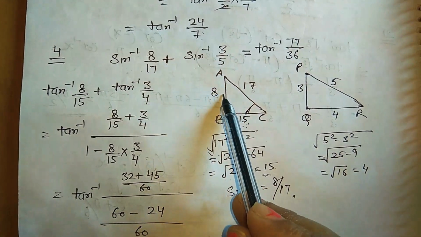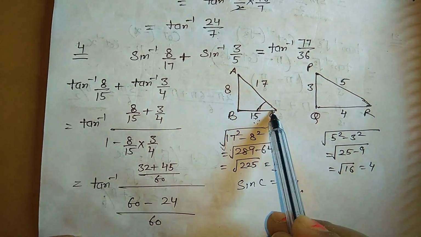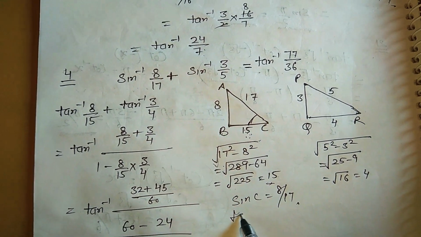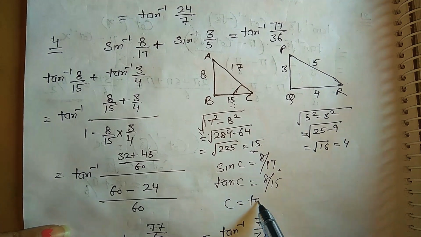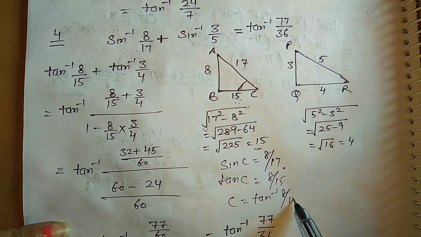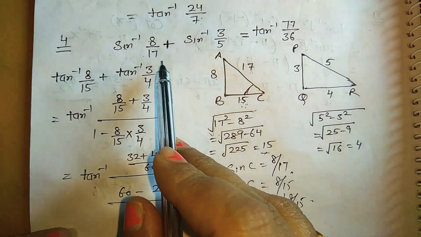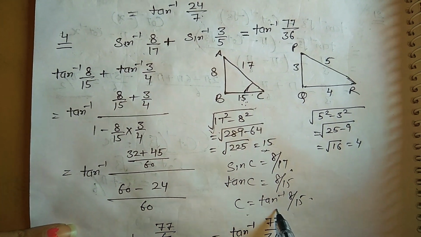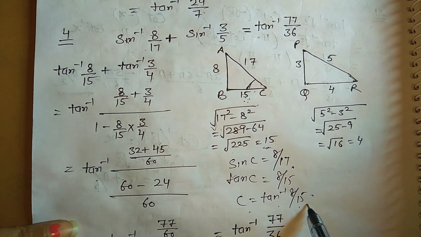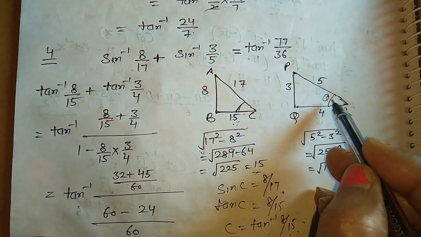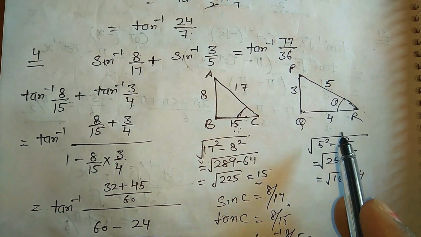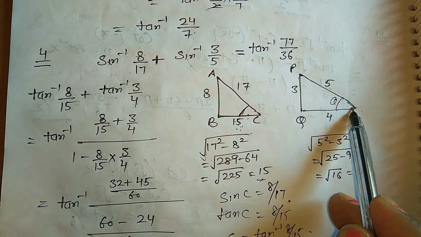So we can write tangent C is equal to 8 upon 15. Then what will be C? Tangent inverse 8 by 15. And sine inverse 8 by 17 is also C, so C is equal to tangent inverse 8 by 15. Now in triangle PQR, suppose you can take R as theta or phi. You can take theta or phi as you wish, or you can take R as you wish.